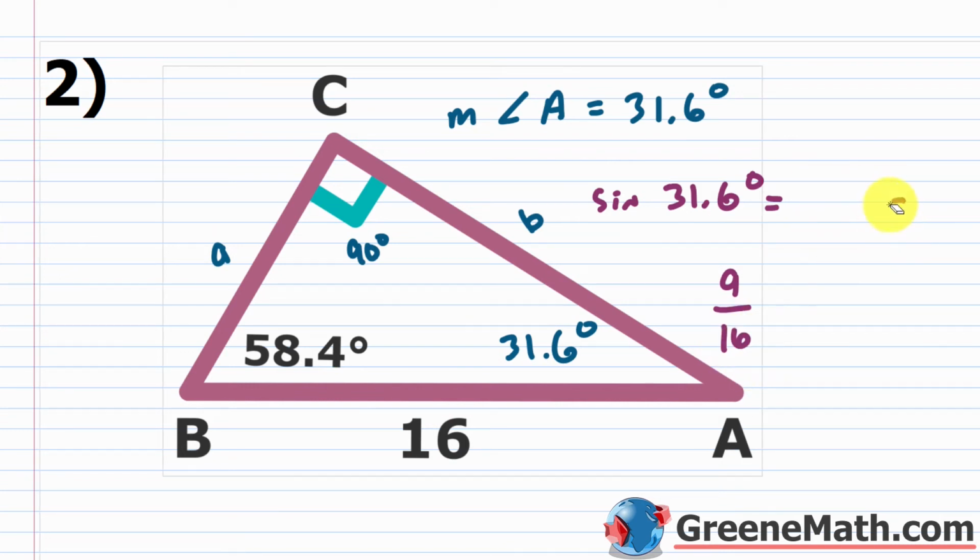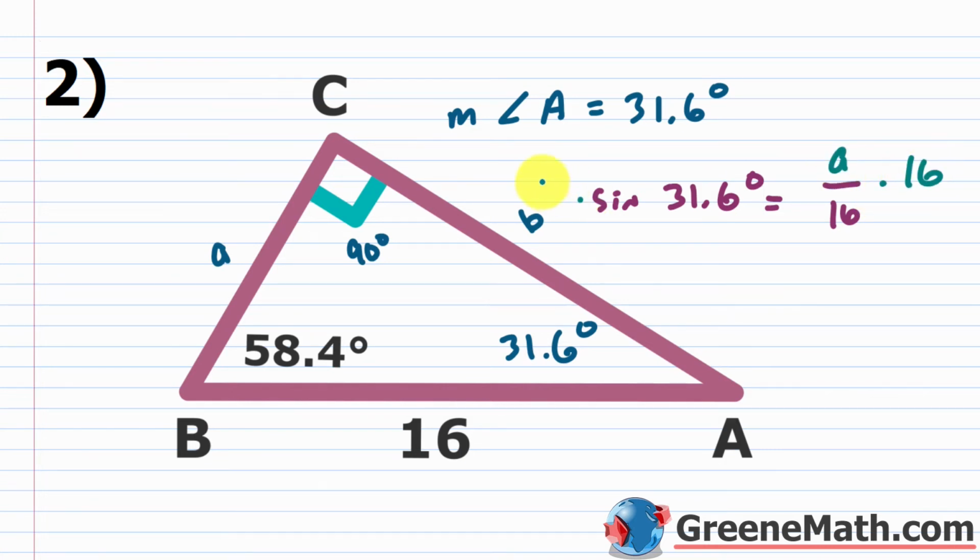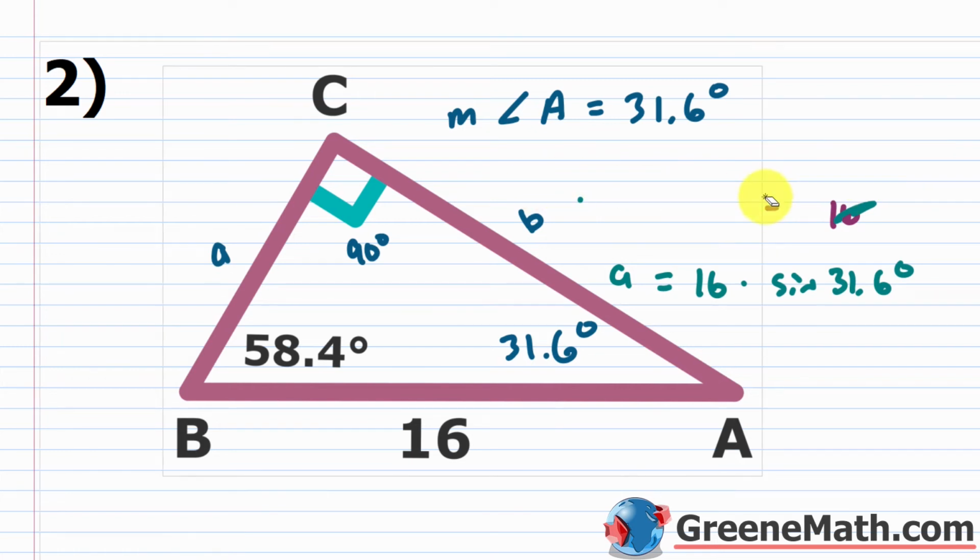So let me actually get rid of this and drag this up here. And all I'm going to do is just multiply both sides by 16. Let me make that A better. And so I'll have this over here. Okay, so this would cancel, and you have 16 times the sine of 31.6 degrees is going to be equal to A. So let me write that like that, and let me clear this out from here.